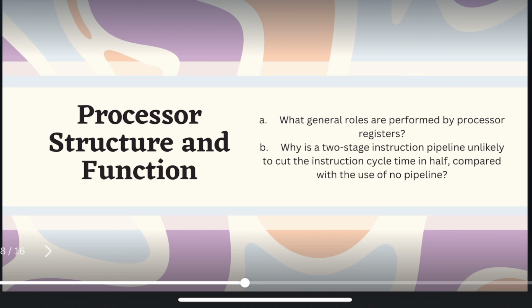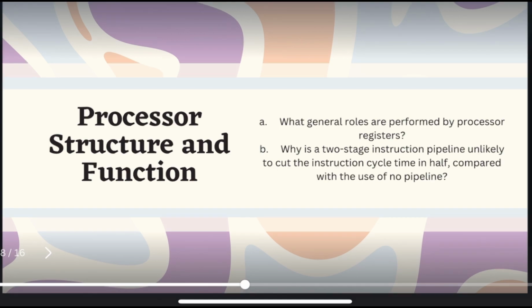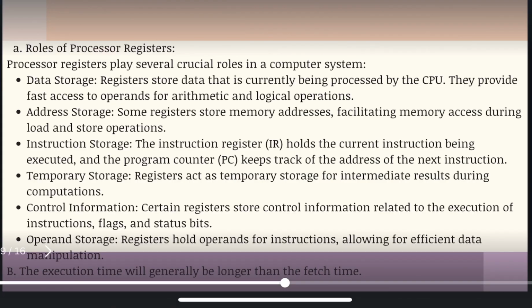So, in processor structure and function. Letter A. What general roles are performed by processor registers? Then B. Why is a two-stage instruction pipeline unlikely to cut the instruction cycle time in half compared with the use of no pipeline? So in letter A, the processor registers play several crucial roles in a computer system.